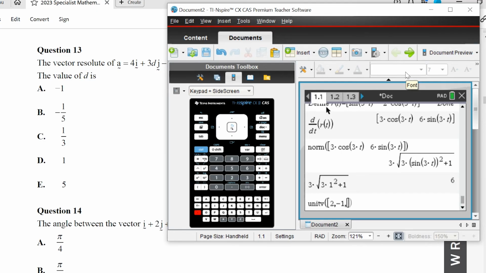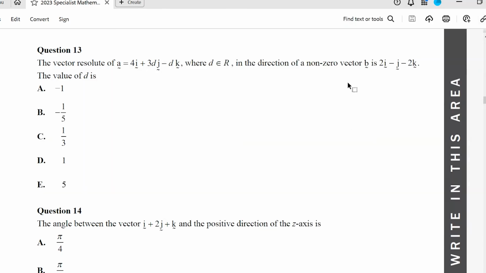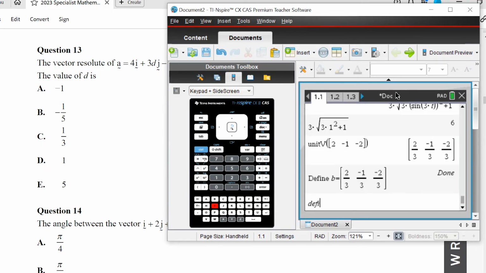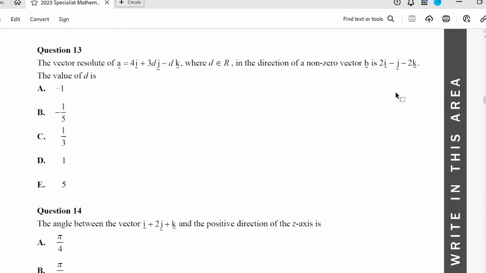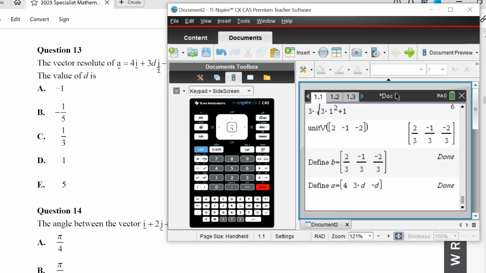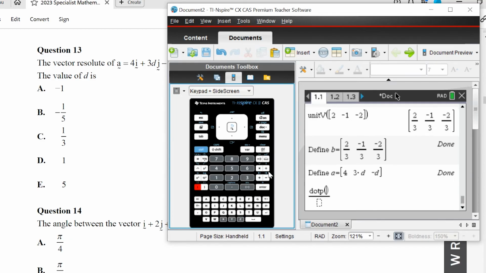2, negative 1, negative 2. And I'm going to use this as my vector B. Again, I can use anything parallel to this vector resolute. Now I'm going to define that as B. I'm going to define A as what I was given, 3, d, negative d. And then I'm going to use my vector resolute formula, which is dot product of A and B over dot product of B and B, times vector B, or there's the equivalent one which you can use as well.